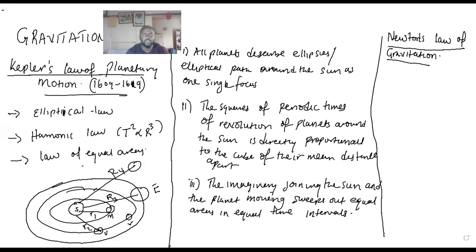Who knows Coulomb's law? Can someone state for us Coulomb's law? You must be knowing Coulomb's law. The force of attraction between two charges is directly proportional to the product of the charges, inversely proportional to the square of the distance between the charges. Now here, Newton came and suggested a law which predicted that the force of attraction between two bodies is directly proportional to the mass of these two bodies and inversely proportional to the square of the distance between these two bodies.